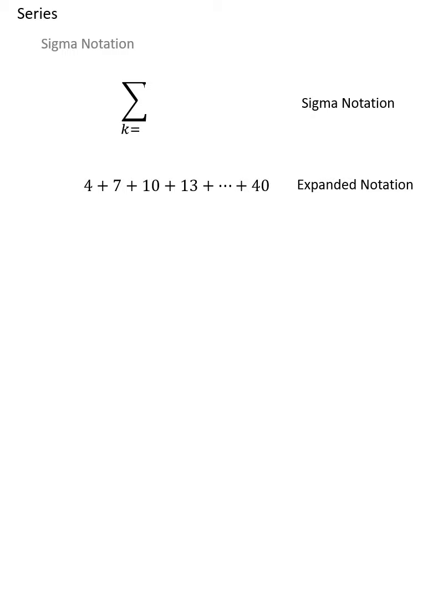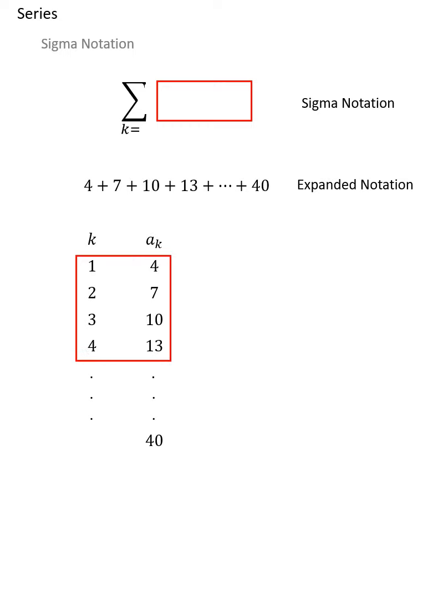And to find that algebraic expression, I'm going to set up a table where on the left side I put the k value, or the term number value, 1, 2, 3, 4, and so on. And on the right side I put the term values 4, 7, 10, 13, and all the way down to 40. Now my challenge here is to come up with an algebraic expression to put as my summand that will match the function described in this table.